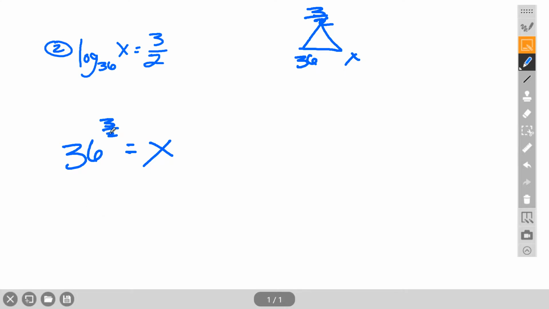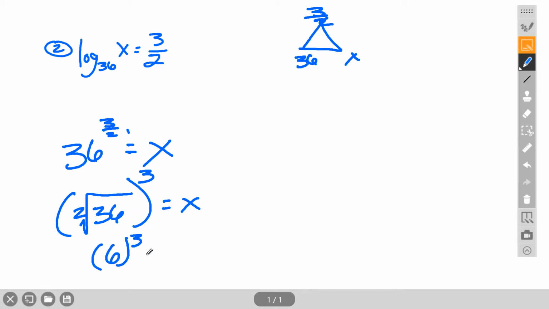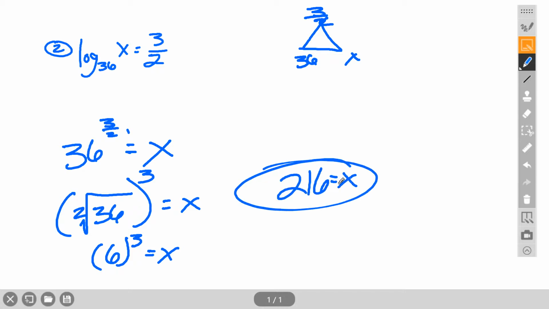So remember, for 36, the denominator of 2 means we're taking a square root of 36. And then the exponent of 3 means we're raising it to the 3rd power afterwards. You can do these in either order, but I'm going to take the square root first and then raise it to the 3rd power. So that would be 6. Square root of 36 is 6. And 6 to the 3rd power is 216. So our solution here is 216.